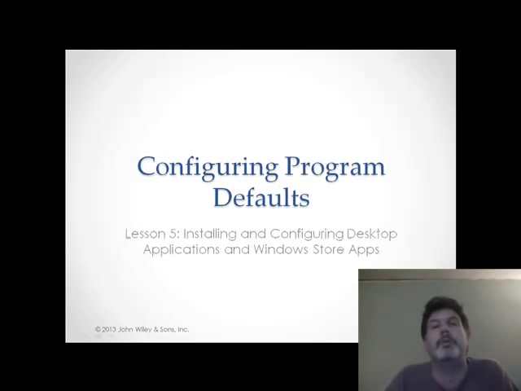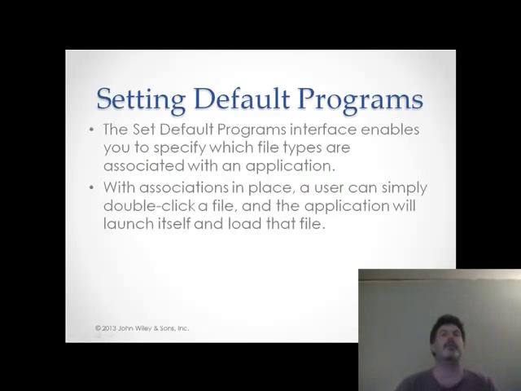We're going to talk a little bit about configuring program defaults. Well, what's a program default? Well, every file in the Windows environment has an extension. .exe, .doc, .wav. These are all file extensions at the end of a file. And the whole point of a file extension in the Windows environment is to tell Windows what executable program is responsible for launching or running that file. Now, we call that associating a file with a specific program, or an extension with a specific program.